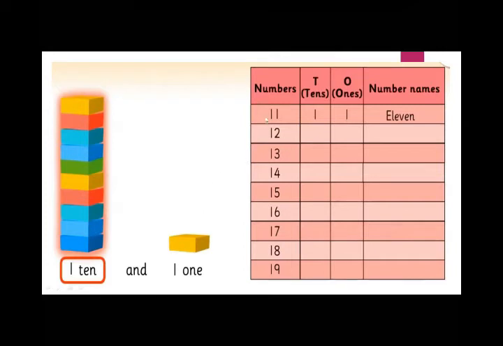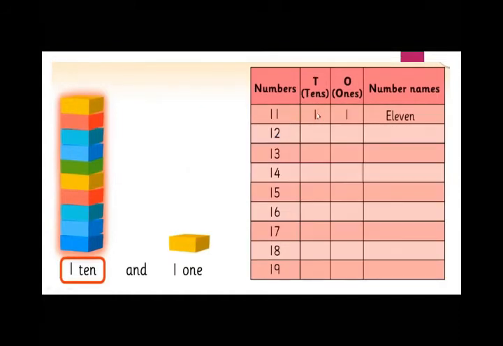In a number, how do we write this number? 1 ten and 1 one make the number 11. How to write 11 in a proper place value chart? O is for ones, not a zero, and T is for tens. So how many tens are here? As you see here, 1 ten.